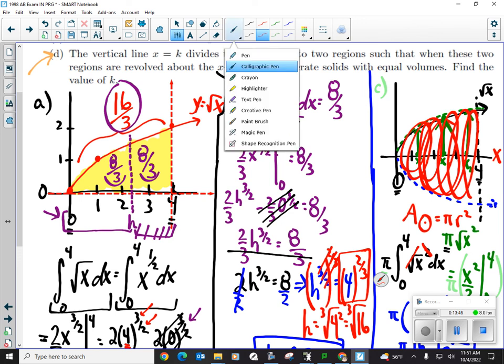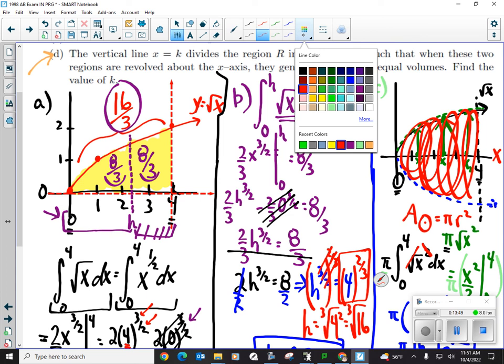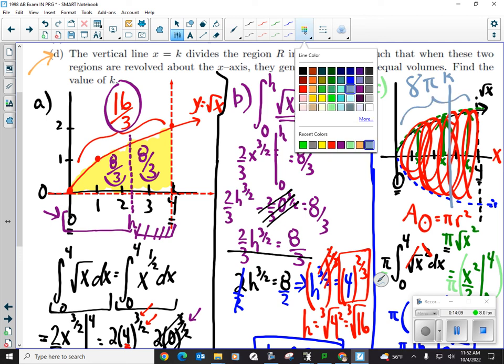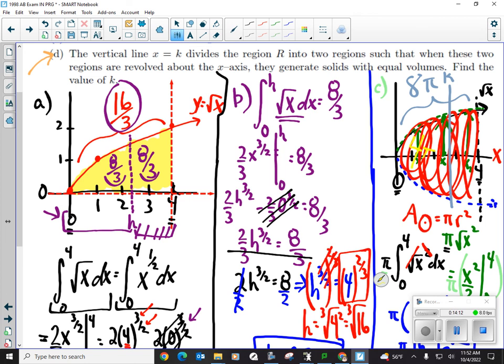But this time, I want to find some value k, whatever x value would cut my volume in half. Again, if the total volume is 8 pi for everything, when I take half of that, this side should be 4 pi, and this side should be 4 pi. 4 pi on this area, and 4 pi on that area.